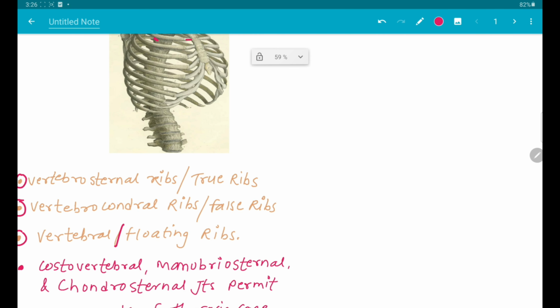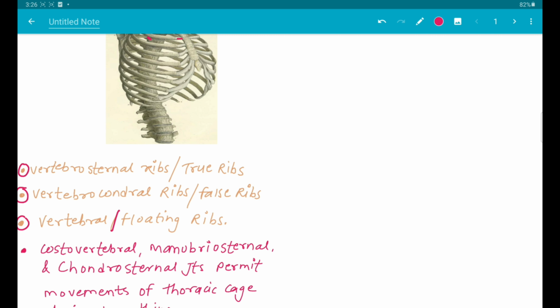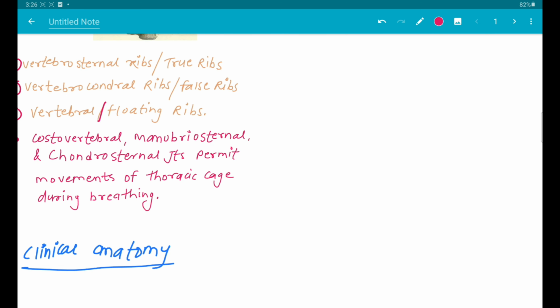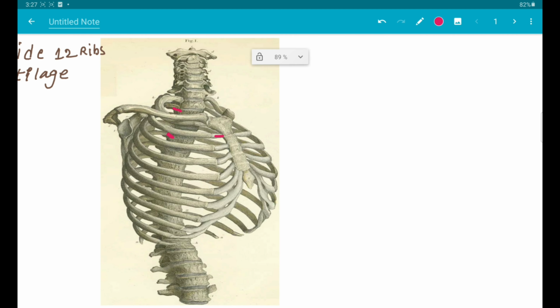So there are three types of ribs. They are categorized according to their joining with the concerned part of the thoracic cage, or skeleton of thorax. When the thoracic cage expands and relaxes, or you can say expands and contracts, why is it happening? It is because of the joints: the costovertebral, manubriosternal and chondrosternal joints permit movement of the thoracic cage during breathing. Look, when we breathe in air, it expands, because air comes into the lungs.